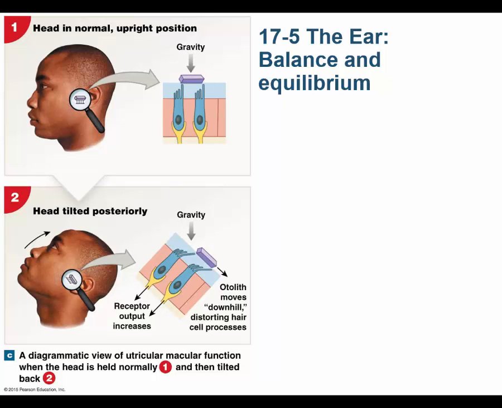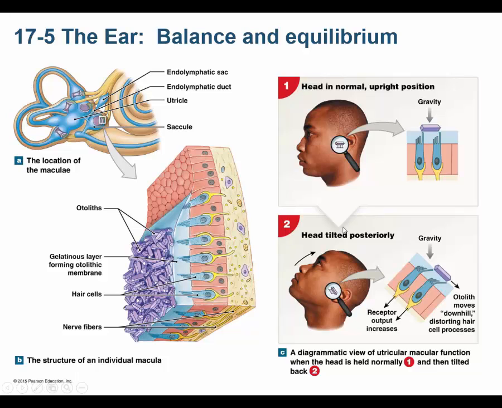And this is showing you that happening. If I tilt my head back, the stone is pulled by gravity down towards the ground. It's embedded in the gelatinous material of the otolithic membrane, and it bends these hairs. And when these hairs bend, the hair cells fire, and the neuron fires, and my neuron increases its output. All right, so that's how I detected I tilted my head posteriorly. And if you tilt it anteriorly, the same thing happens. All right, so that's the macula of the utricle and saccule.